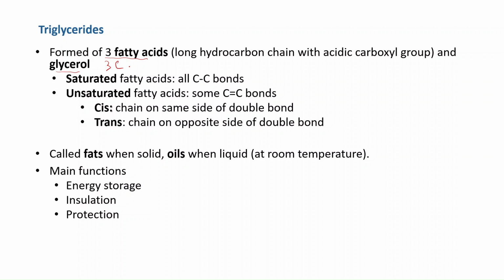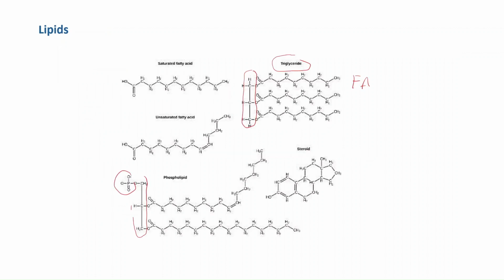Now, fatty acids can be saturated or unsaturated. The saturated have all carbon, single bond, carbon bonds. Unsaturated have some double bonds. And this is very important because you see the saturated, they're almost a straight line. So you can pack many saturated fatty acids. Basically, saturated fats are likely to cause cardiovascular disease. They pack, they get hard, but the unsaturated, whenever you have a double bond, it has a bend. So you cannot pack it quite as tightly.